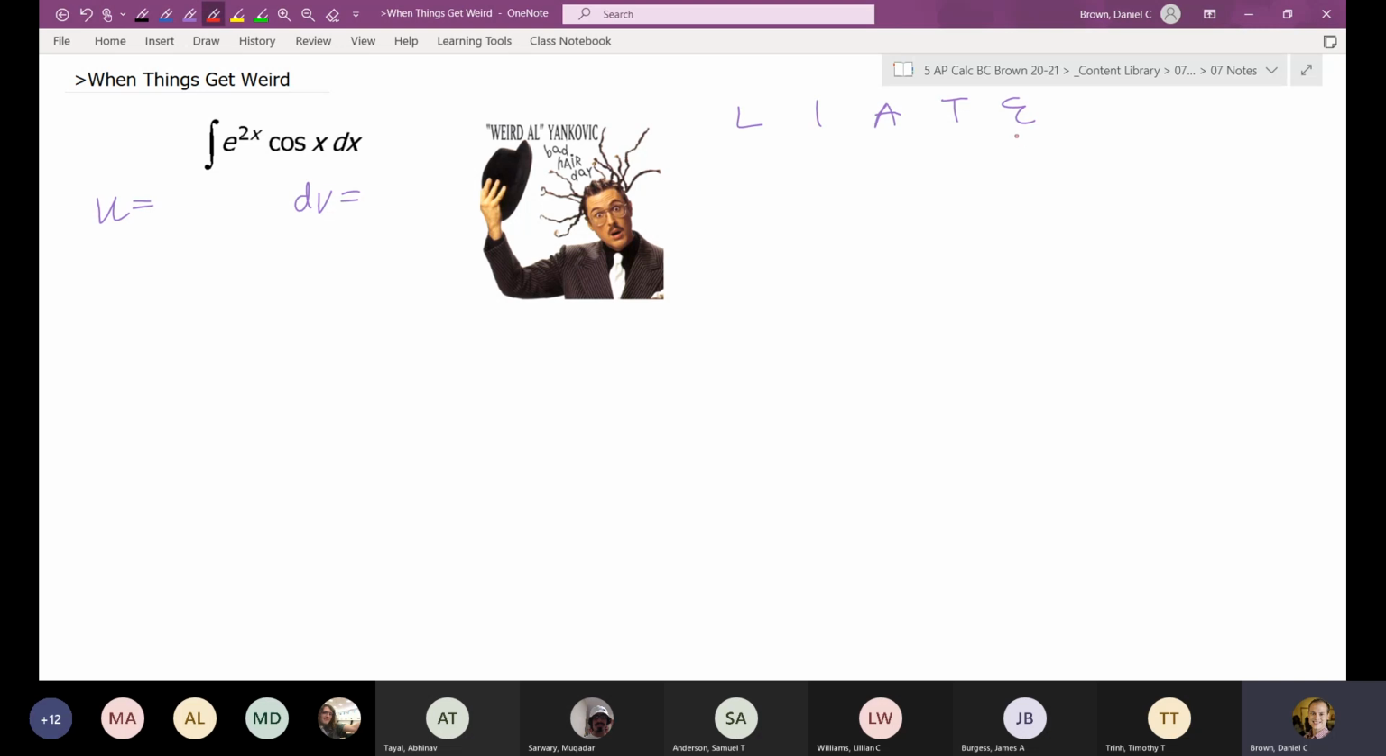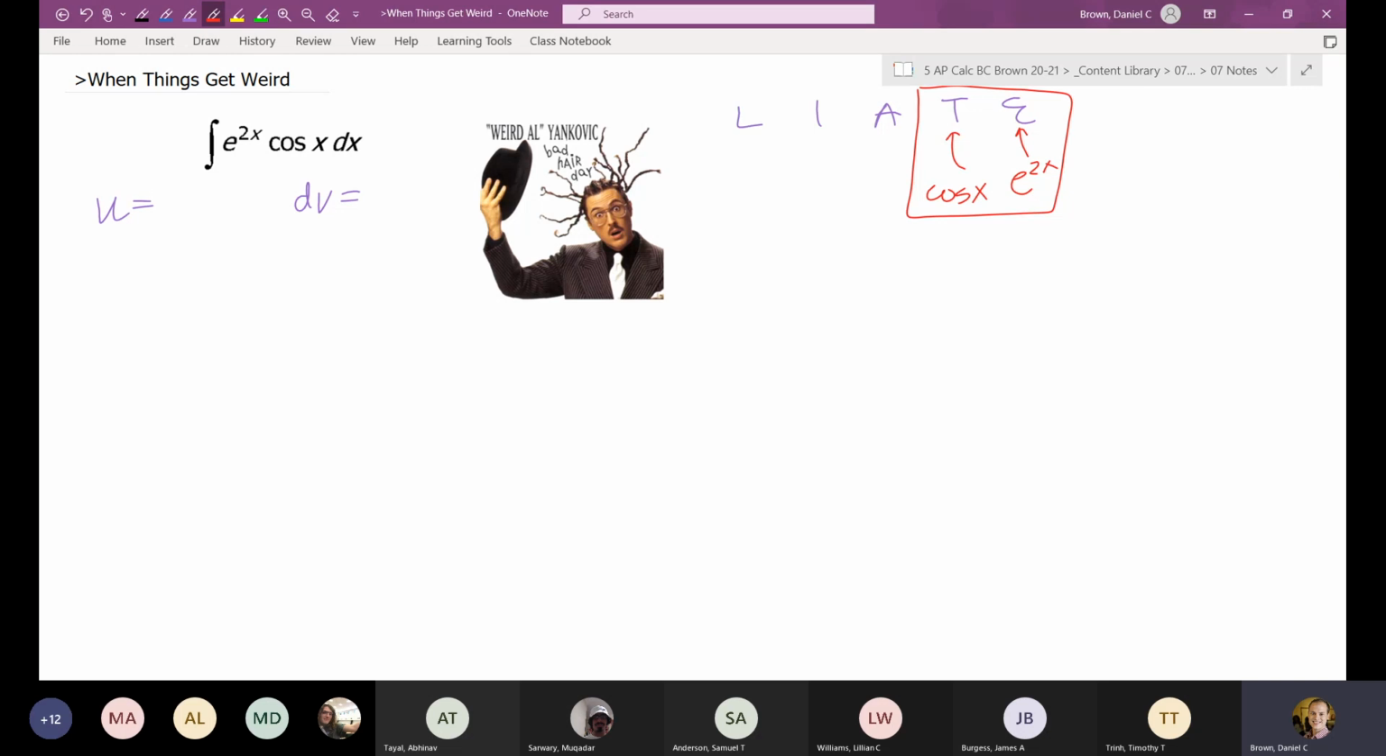Well, e to the 2x is the exponential. Cosine of x is the trig. And the issue with this is those are the two least ideal options we can have for our u. Reasons why they're least ideal: we know that if we keep taking the derivative of a trig, you're just going to end up with another trig. Same thing if you just keep integrating it, it's still going to be trig. Likewise, that same thing is true for the exponential. As you keep taking the derivative or integral of an exponential, it's literally just the same thing over and over again. So we're never going to end up with something simpler. So some weird things happen when we start approaching this problem.